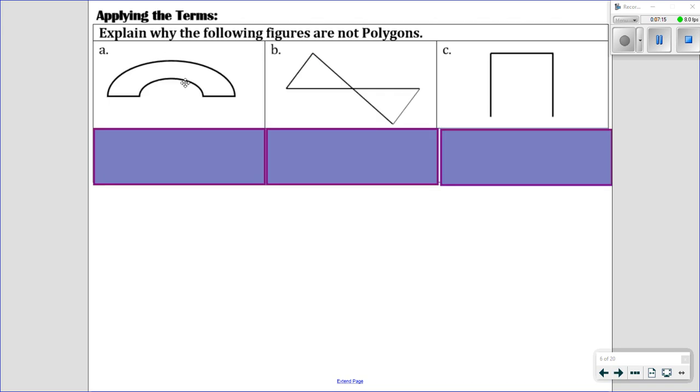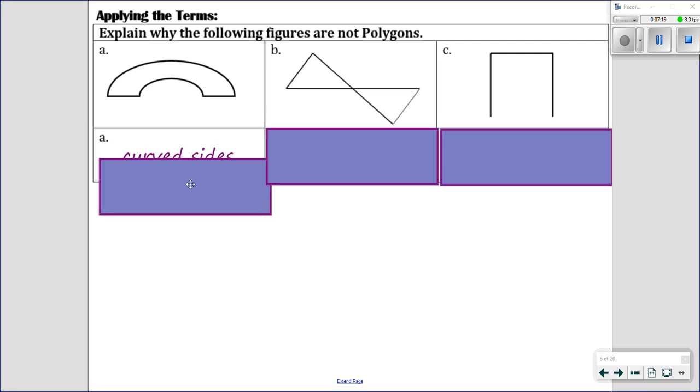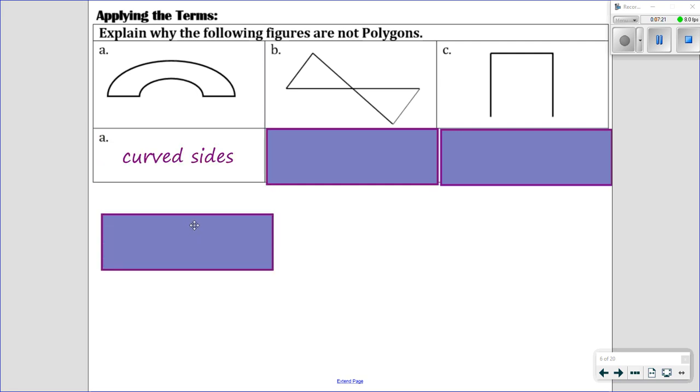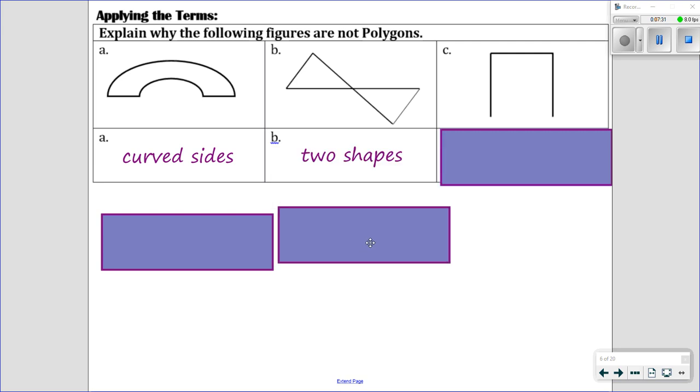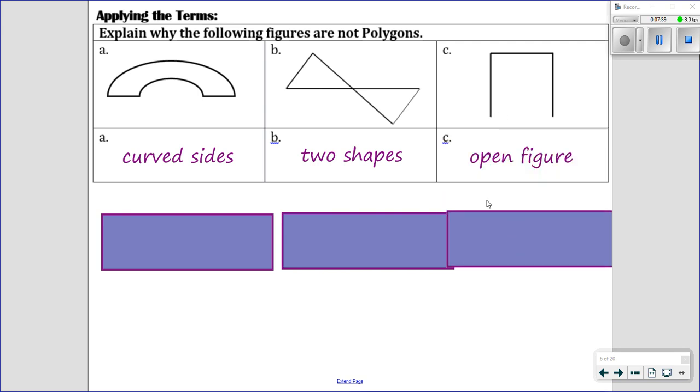If you said that it's curved, yeah, they're curved. The other ones are not curved like that. Curved sides. So polygons, you cannot have curved sides. So that means a circle is not a polygon. What about this? If you said because there's 2 shapes, yeah, there's 2 shapes, so it cannot be a polygon. Now what about C? If you said it's open, yeah, an open figure. So these cannot be polygons because this one's curved, this one's 2 shapes, and this one's open.